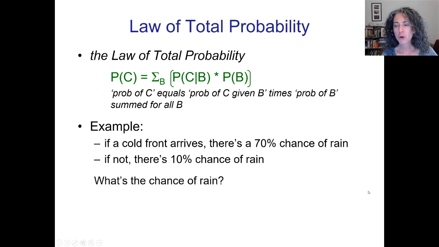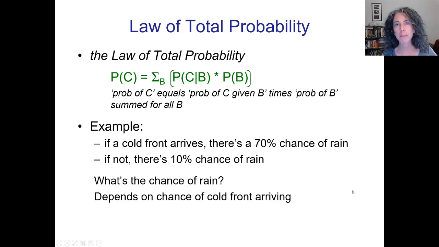Okay, so what's the chance of rain? Now, I want to know whether or not to take my umbrella. And I only take my umbrella if there's maybe a 1 in 3 chance of rain. So what do I need to know here? I've got some conditional probabilities: the chance of rain is 70% if a cold front arrives, and only 10% if not. So what I need to know is the probability of my condition. This depends on the chance of the cold front arriving.